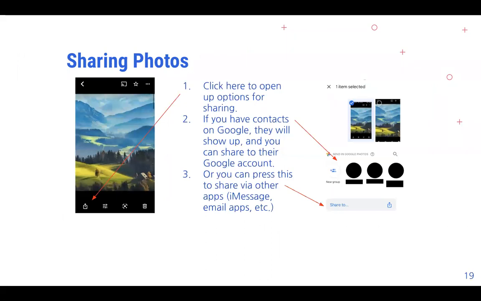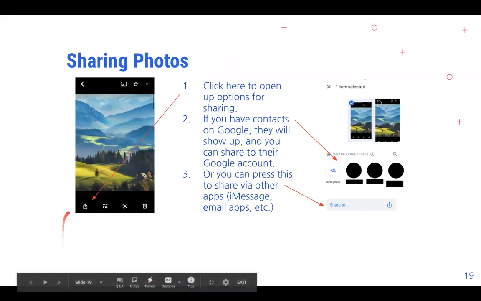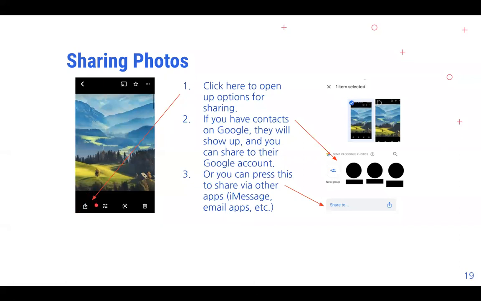Sharing photos. Click here to open up options for sharing. It is the icon on the most bottom left of your screen. If you have contacts on Google, they will show up and you can share to their Google account. Or you can press this button that says Share to share via other apps like iMessage, email apps, etc.